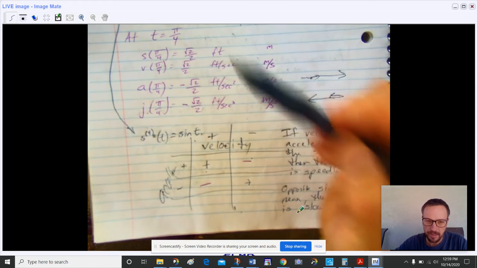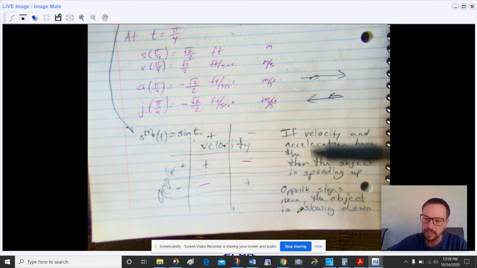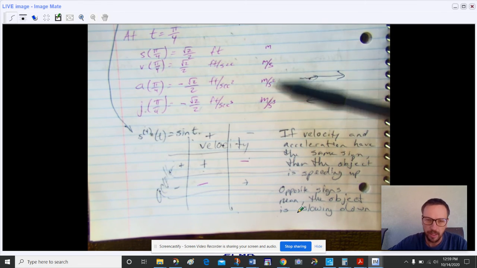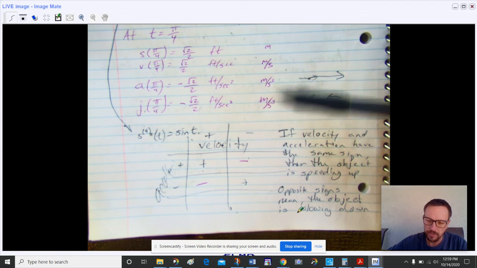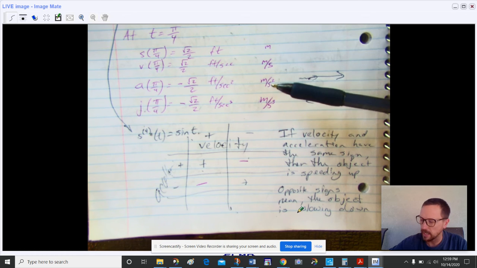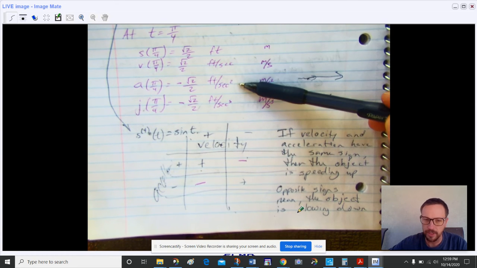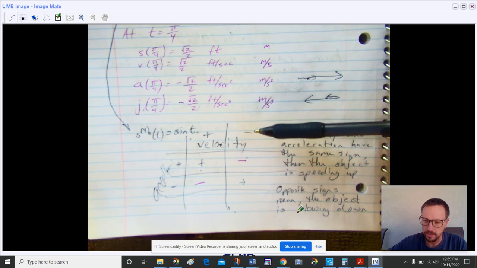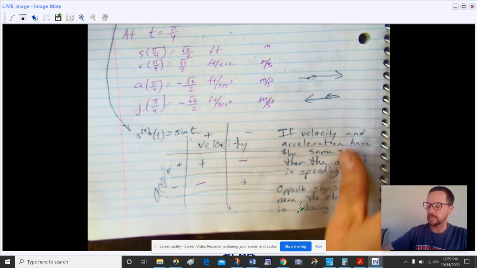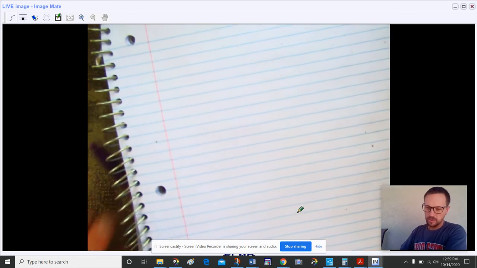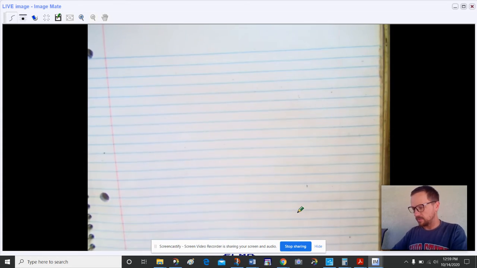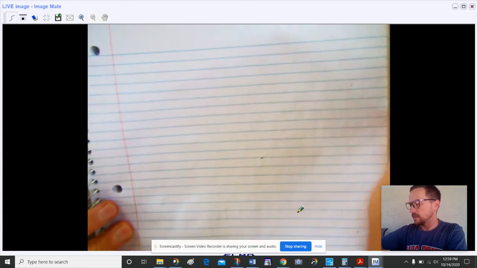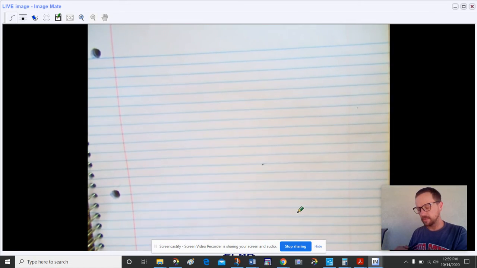So let's take a look up here. Using that, okay, take that information, look up at this data, and make a conclusion about our object. Our object is going to be slowing down because velocity and acceleration have opposite signs. There we go. Okay, so there's something to do. And I think it's really important that we keep tying this back to this stuff. All right, so let's take a look at some other ones here.